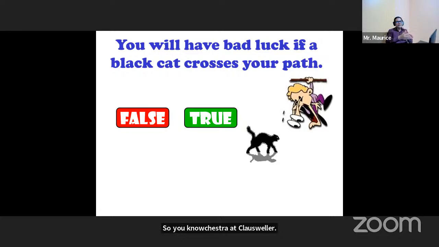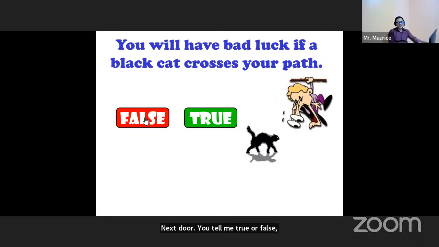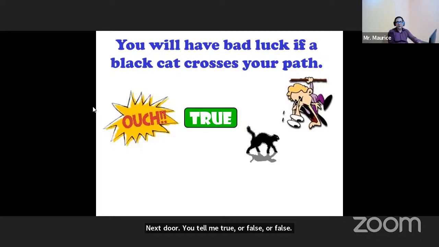You will have bad luck if a black cat crosses your path. Okay? Nestor, you tell me, true or false? False. No, it's true. Néstor, de acuerdo a las consecuencias, en la primera parte dice, tendrás, es un futuro, mala suerte si un gato negro se te cruza por el camino.